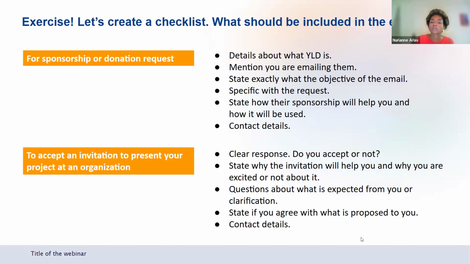Do you accept or do you not accept? State why this invitation will help you or why you are excited about it. How does it add value to you? Ask questions about specific details. What is expected from you? State if you agree or not.